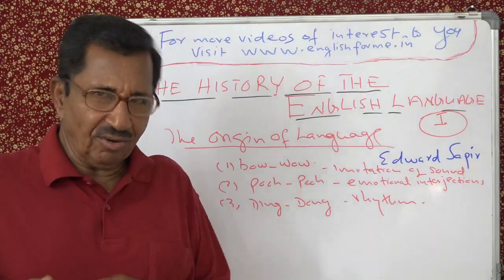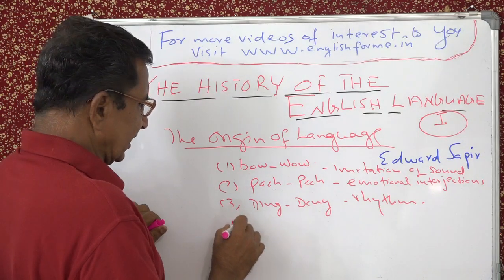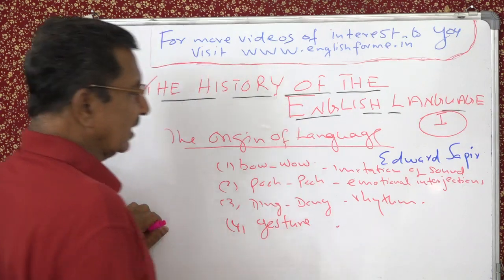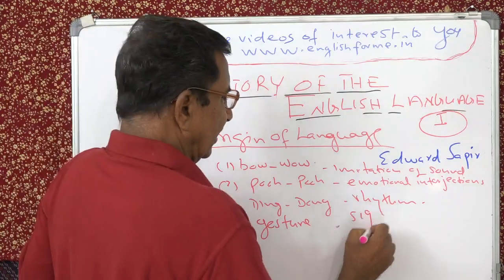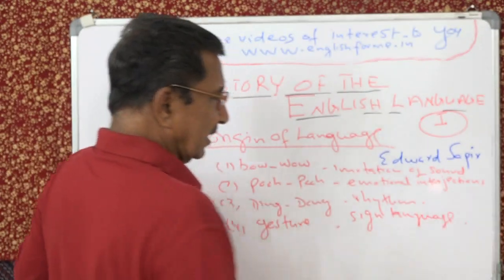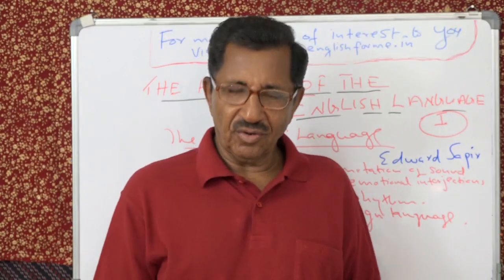That is the ding-dong theory. And then the fourth one is the gesture theory. Gesture. That is sign language. So the gesture theory says sign language developed first. Today also we are using that.